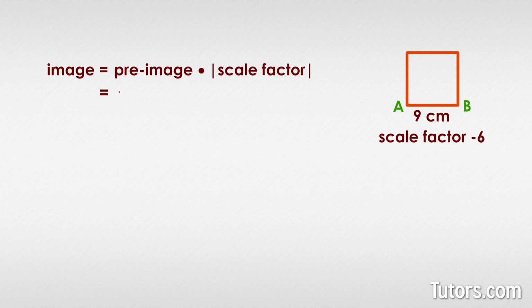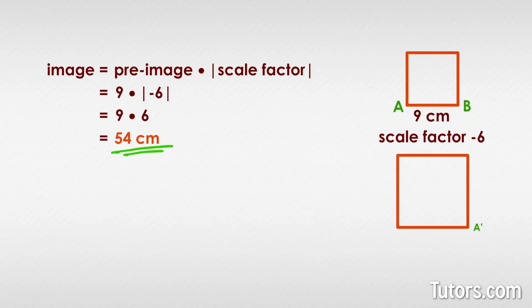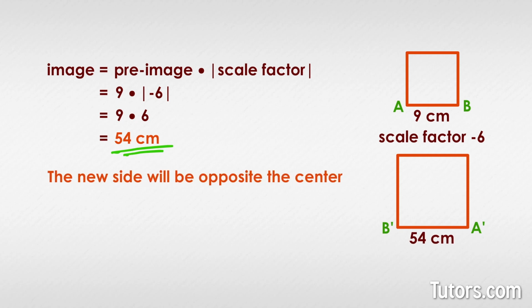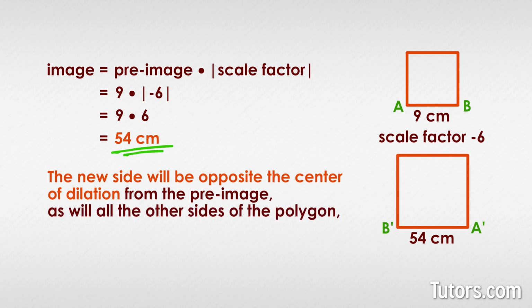Suppose you have a preimage of a polygon with a side AB that is 9 centimeters long and a scale factor of -6. The absolute value of -6 is +6, so the image will be larger by a factor of 6. This makes our new side AB 54 centimeters long. This new side will be opposite the center of dilation from the preimage, as will all the other sides of the polygon, since the scale factor was negative.